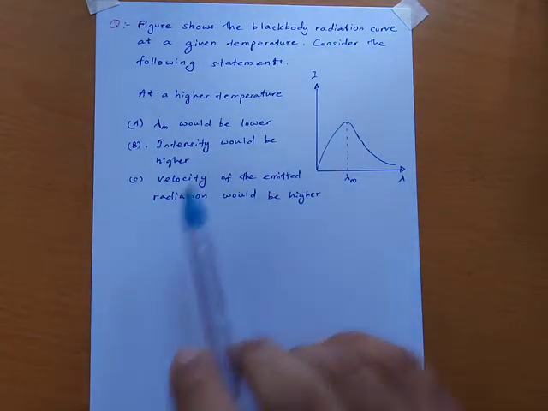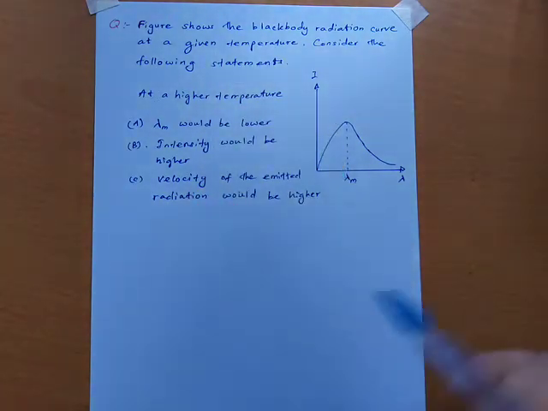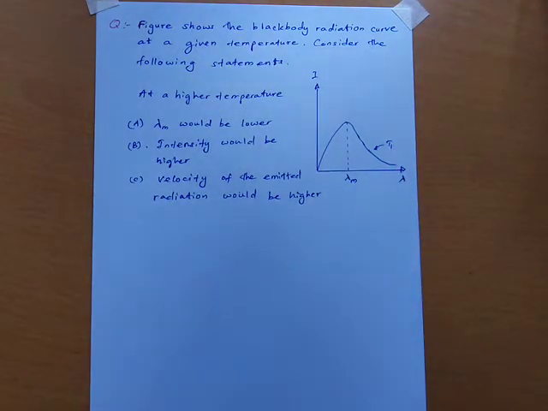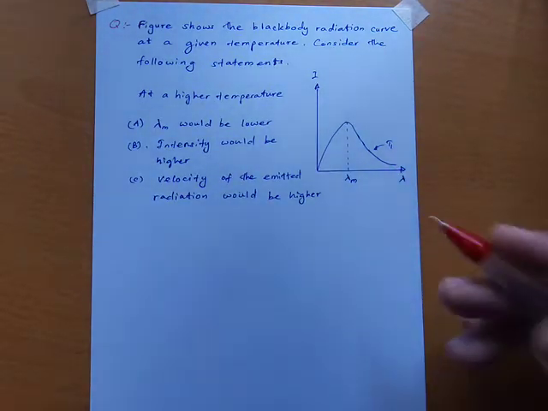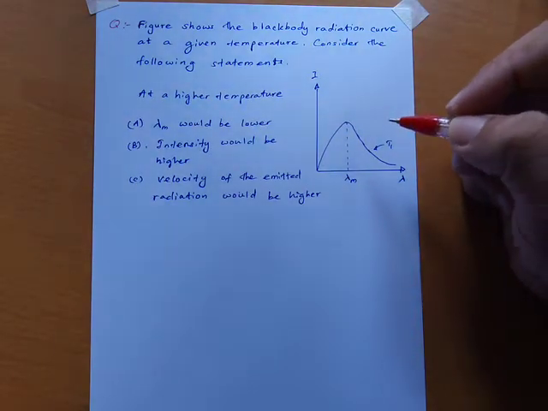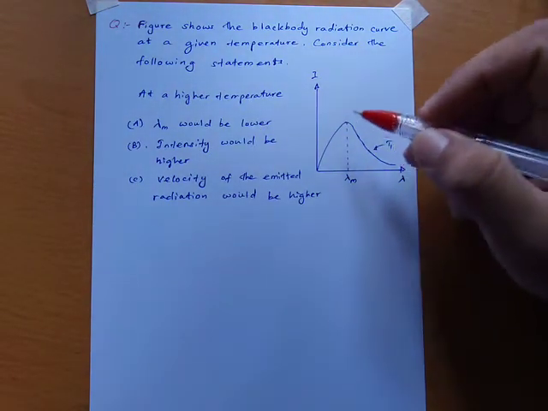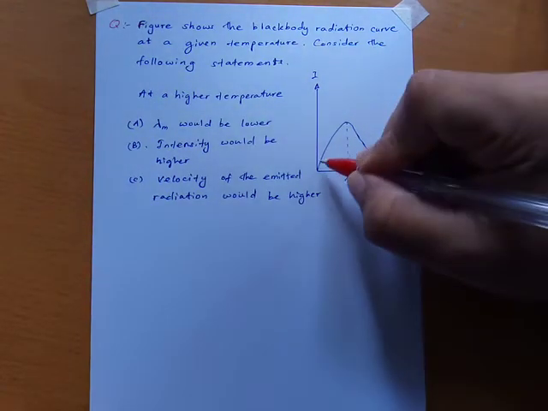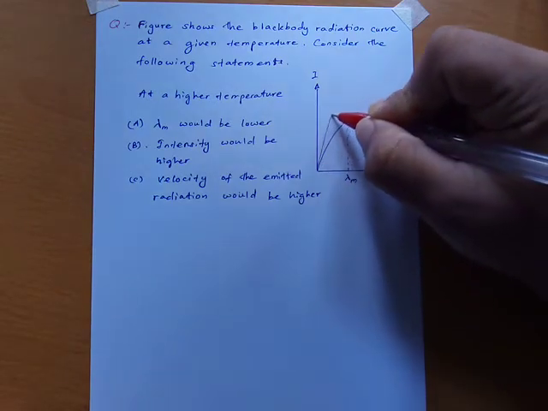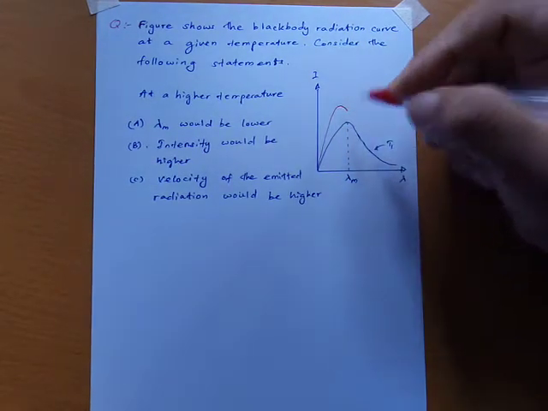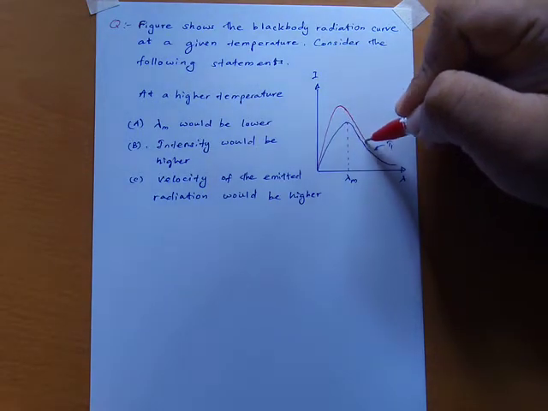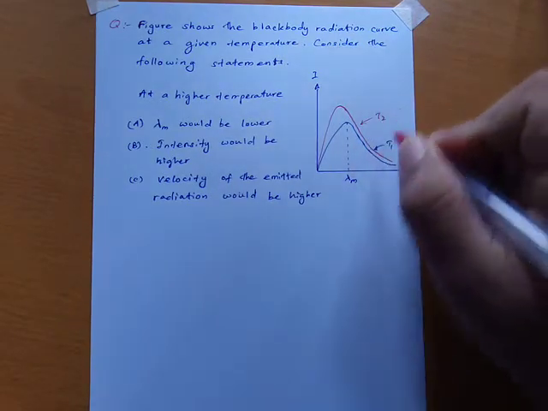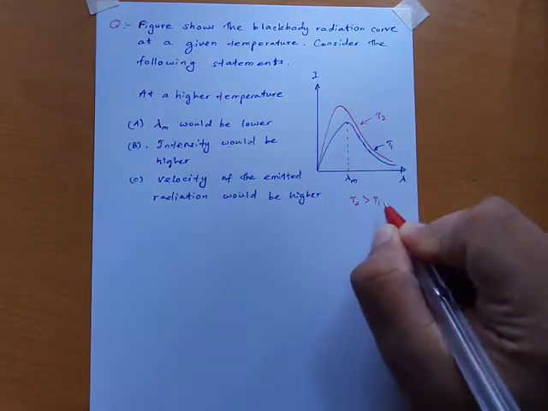Now, for a given temperature, let's take that temperature as T1. What happens if I increase the temperature up to some T2 temperature? Let's draw the curve in the same graph. When I draw that, I will get a graph like this. So this is the T2 temperature, where T2 is greater than T1.